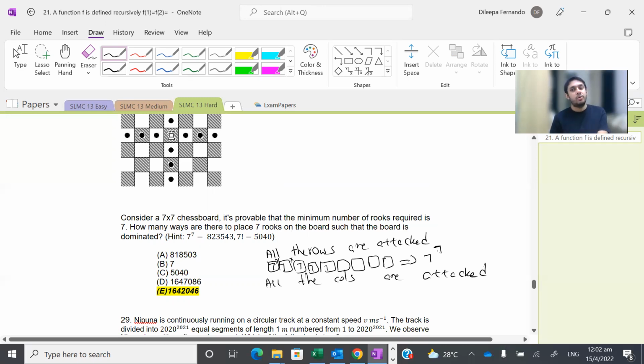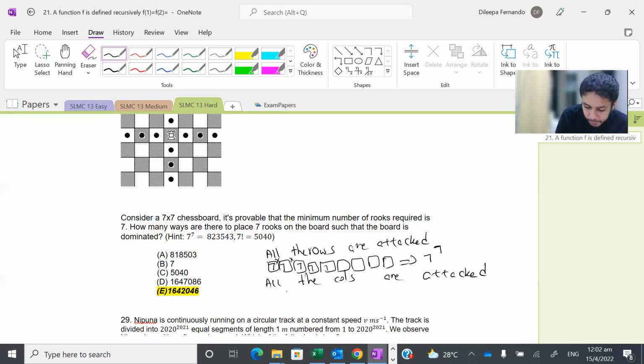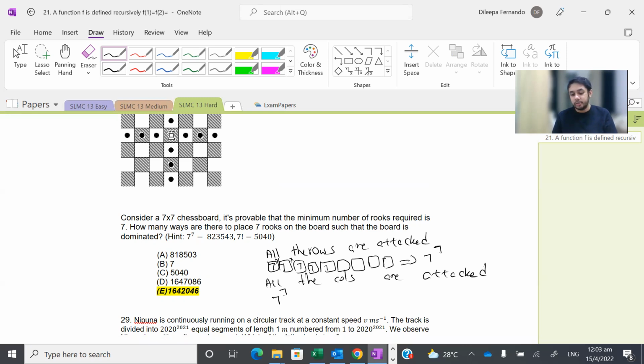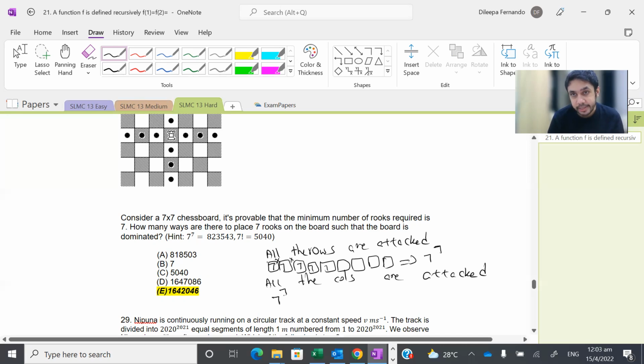Similarly, by symmetry, we can consider all the columns. For each column, exactly one rook should be there, and for each column we have to choose the row. The number of ways to choose a row is 7, and it becomes 7 to the power 7. Now, we may get the idea that the answer is 7 to the power 7 plus 7 to the power 7. But what if there are some configurations that are double counted? Let's see.